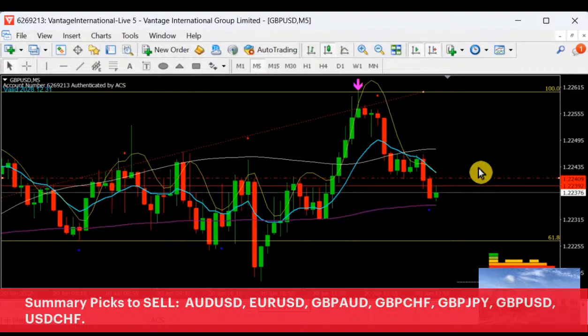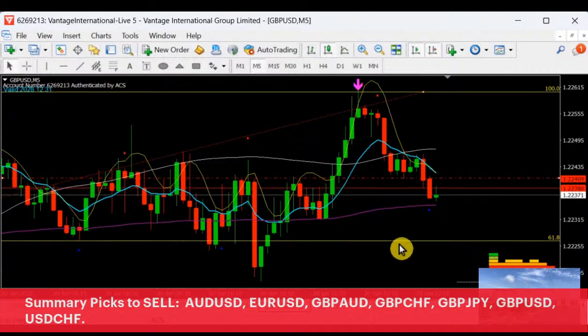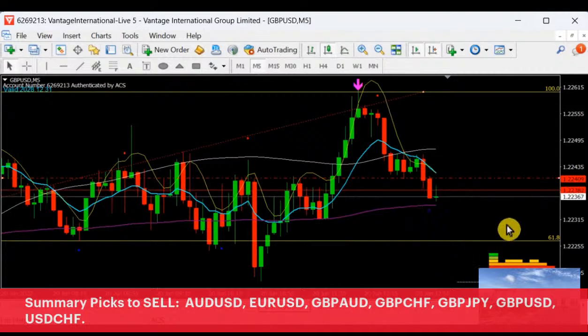I think I'm going to take a small buy now. Okay. Why do you want to take a small buy now? Because it's near to the 61.8 where you think that this is the support level. This is the support.